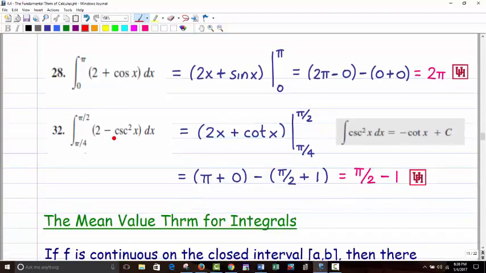Here's another one. It's important to know that the antiderivative of negative cosecant squared is positive cotangent, because the derivative of cotangent is negative cosecant squared. So once we have 2x plus cotangent x, we plug in those values. 2 times pi over 2 will be pi. Cotangent is cosine over sine, and that's going to be 0, because cosine of pi over 2 is 0 and sine of pi over 2 is 1. Pi over 4 makes that pi over 2. Cotangent of pi over 4 is actually 1. With a minus between them, we end up with pi over 2 minus 1.